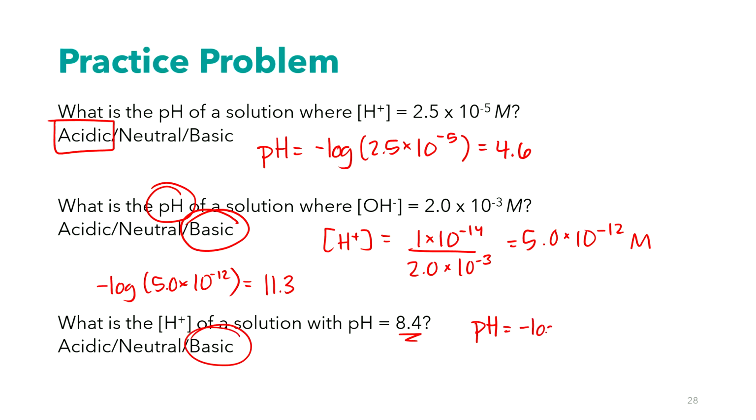pH equals the negative log of H plus equals 8.4. I'm trying to isolate that. So I'm going to move my negative sign over, and to get rid of the log, I'm going to raise both sides by 10. Okay, so remember that log is a base 10 system. Natural log is a base e system, so in the same way we got rid of ln's by raising to e, we're going to do that for logs with 10s, all right? So I've got H plus equals 10 to the negative 8.4, and that's 4 times 10 to the negative 9th.